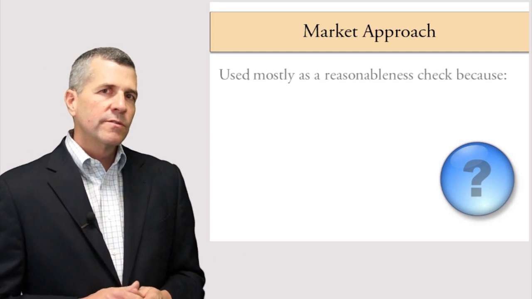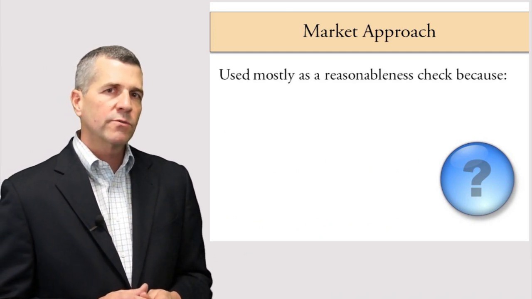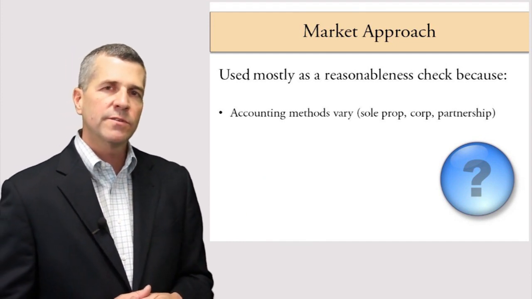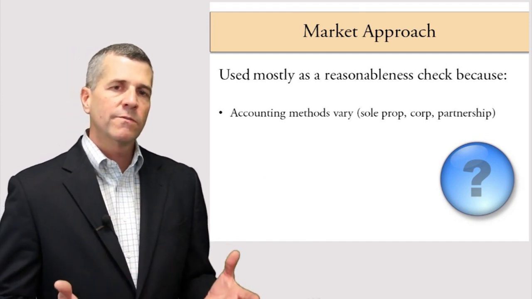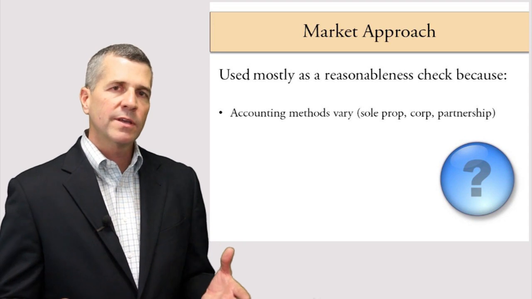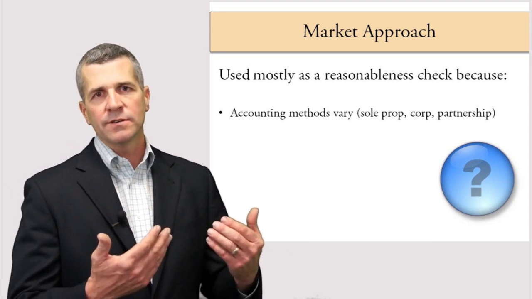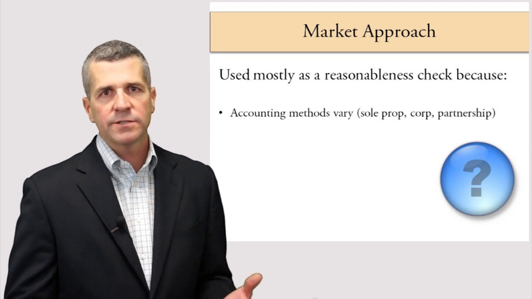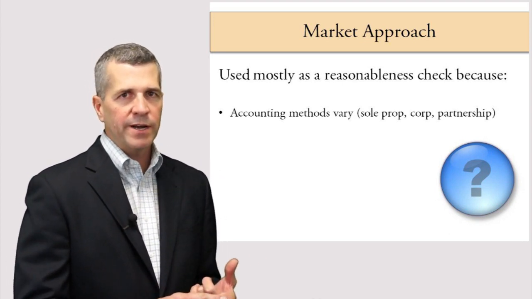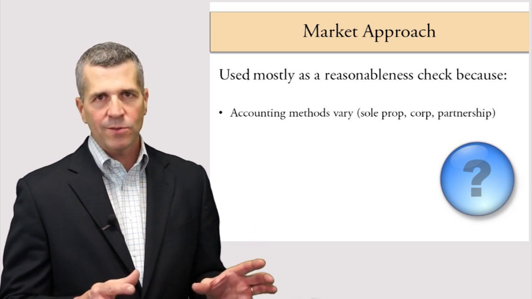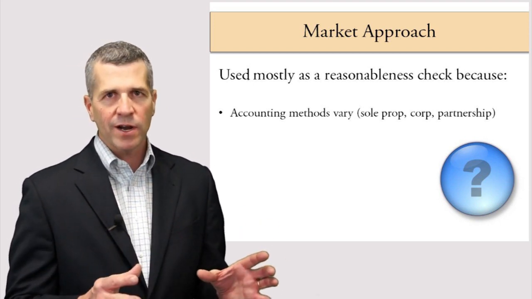I use these market transactions mostly as a reasonableness check, because with small companies, accounting methods vary substantially. You've got most small businesses keeping accounting records to file tax returns. And on a tax return, the very same company that's a sole proprietor versus a corporation or a partnership will have a substantially different looking bottom line, different looking accounting records.